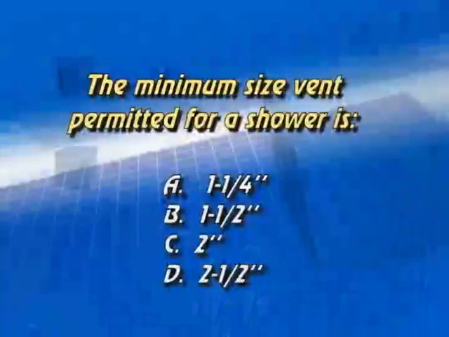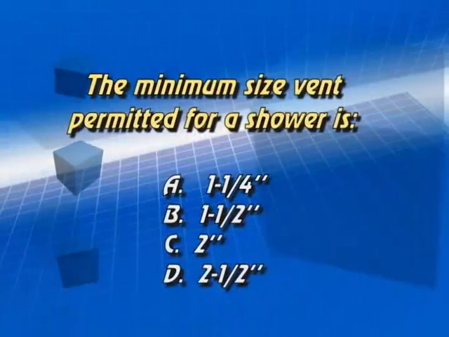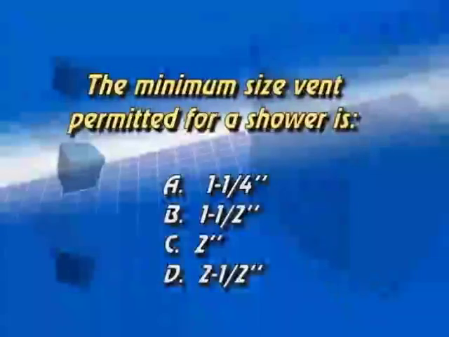17. The water supply pressure to a building must be at least B, 15 psi. It's just a number you need to know. It's one of those pieces of knowledge you really can't figure out. You just have to know it. 18. The minimum size vent permitted for a shower is 1½ inches. B.